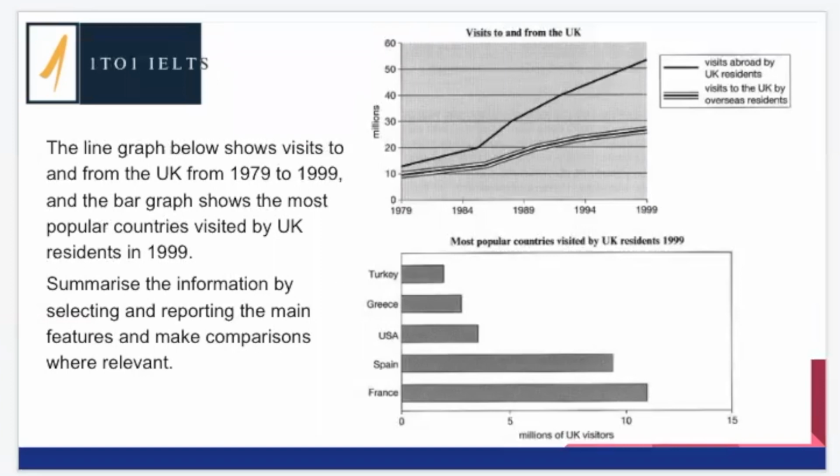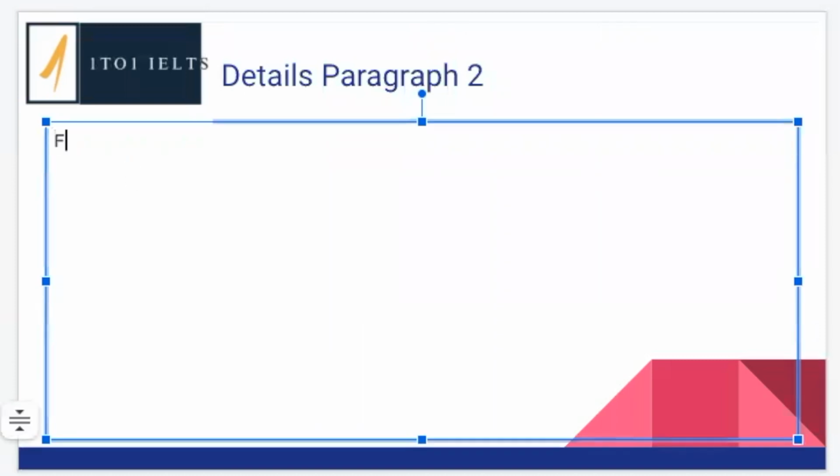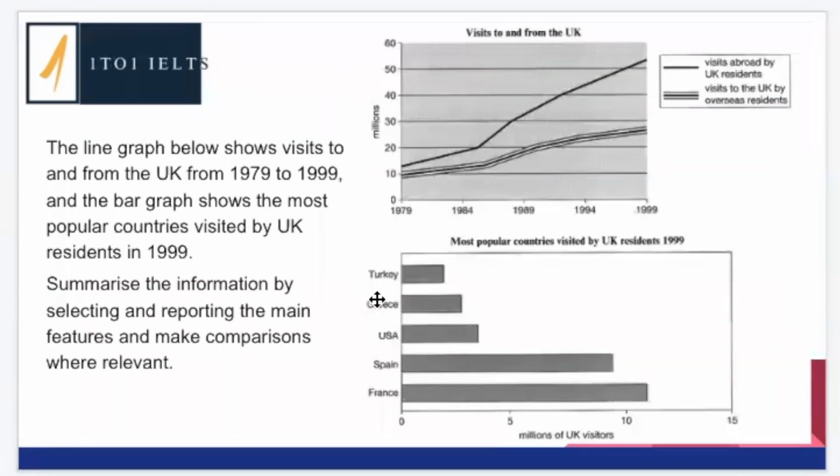And also remember, if we're going to start with our details paragraph 2, just to make it very clear that we're talking about the bar graph, we can now say, "with regards to the bar graph", this is a nice expression we can use. And then we're going to group Turkey, Greece, and the US and their figures for 1999.